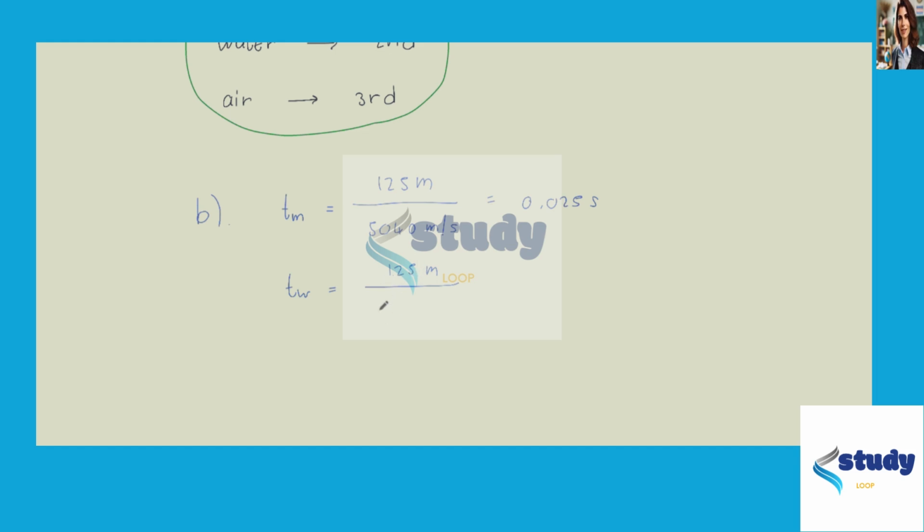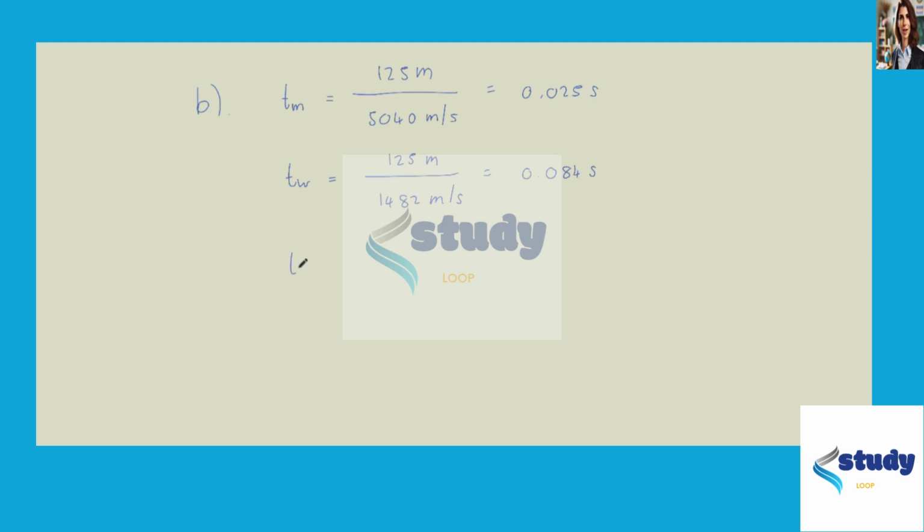The time the water wave takes to reach the observer at the end of the pier is the distance, 125 meters, over the speed of sound in water, 1,482 meters per second. This gives us the time of 0.084 seconds. And finally, the time that the sound wave through air takes is again 125 meters divided by 343 meters per second. And that's a time of 0.364 seconds. And so therefore we can calculate the time delays.